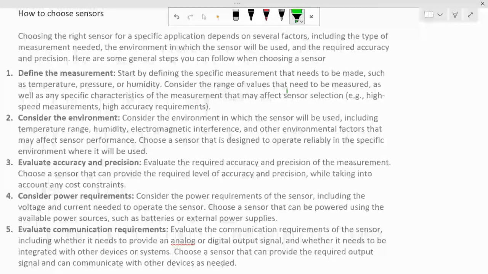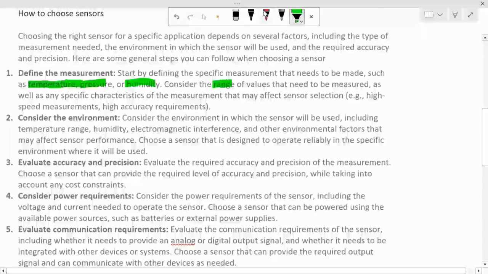So, you may say, hey, we understood the first thing, that we need to define the measurement, and in measurement we need to define which kind of environmental data we want to measure, like temperature, pressure or humidity. Then what is the second thing? Range. So let's take an example and understand.